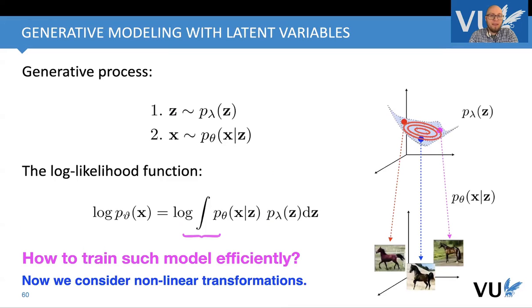All right. So now we said that this is the generative process in latent variable models. We have the log likelihood function. We have this integral there. And the question is how to train such a model efficiently, especially when we have nonlinear transformations. Because we said linear transformations are very limiting. And of course, if we want something more expressive, we look for nonlinearity. Right. So let us start with this logarithm of the likelihood function, right?